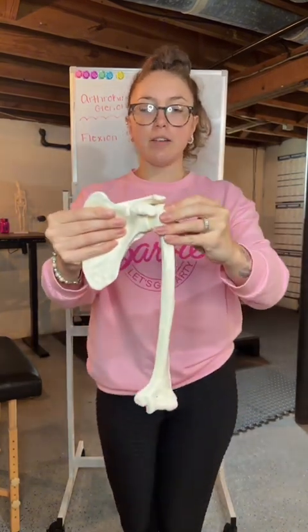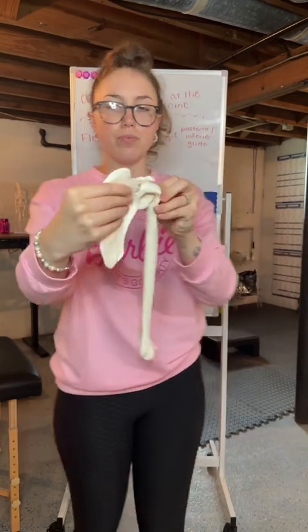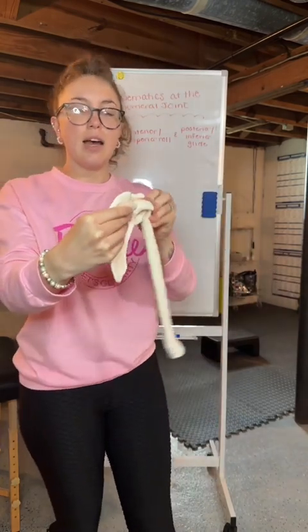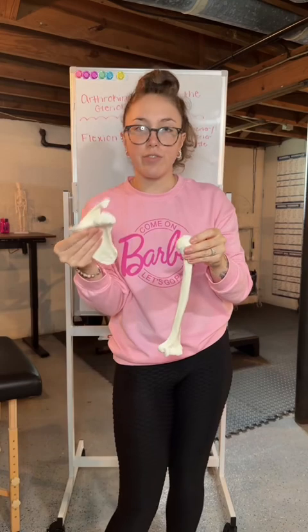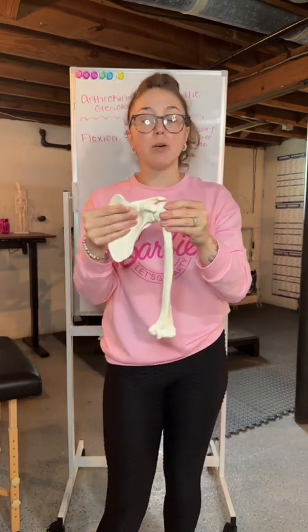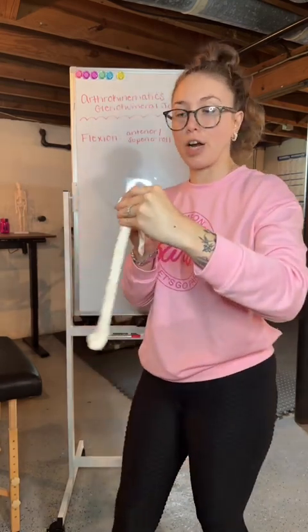Let's look at that again. And then to counteract, the glenoid fossa has to be the opposite. So posterior and inferior.